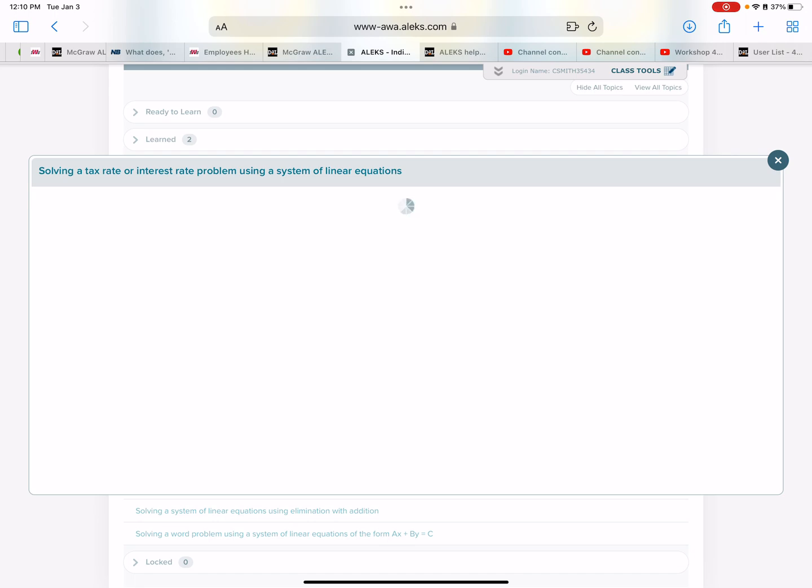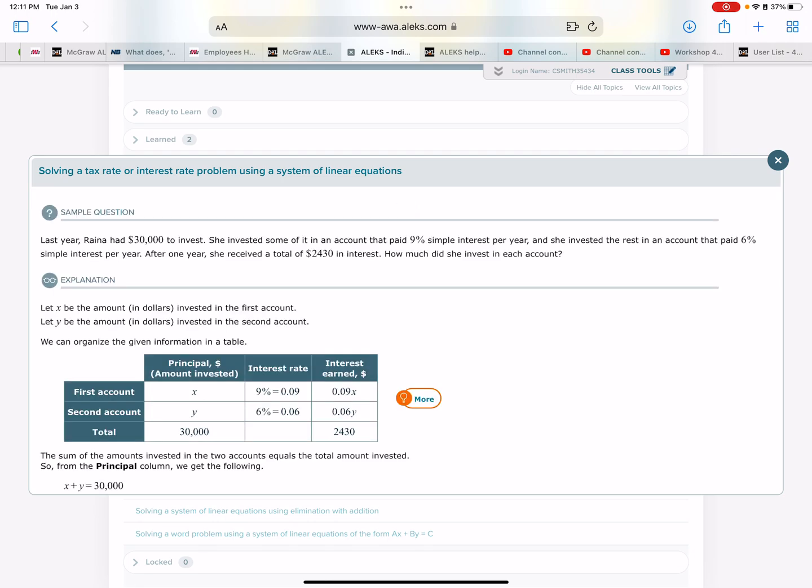Solving a tax rate or interest rate problem using the system of linear equations. All right, so first of all, it says last year, Raina had $30,000 to invest. That would be nice to have $30,000 to invest. So she invested some into an account that paid 9% simple interest, and the rest at 6% simple interest per year. Okay, that's good. And then after 1 year, she received $2,430 in interest. How much did she invest in each account?